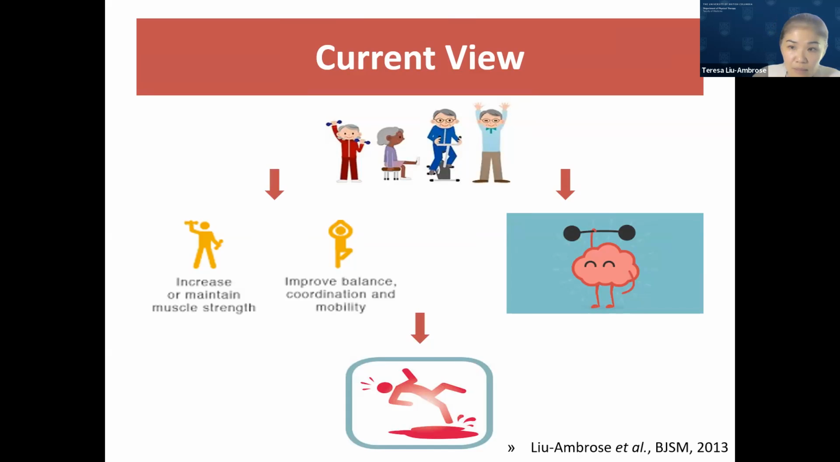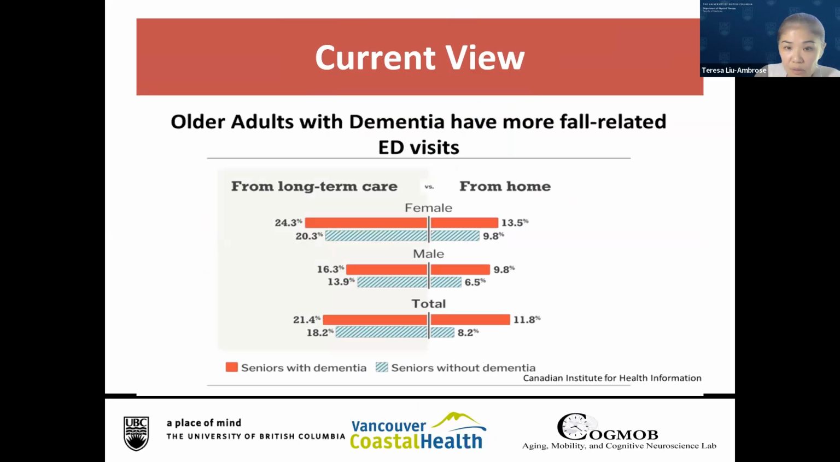And this expanded model may be highly relevant to older adults with some degree of cognitive impairment or dementia. When individuals have cognitive impairment and dementia, they are at increased risk for falls as compared to community dwelling older adults who do not have any degree of cognitive impairment. Here, data from the Canadian Institute for Health Information clearly show the higher risk for falls and serious falls for those individuals with dementia, whereby a greater proportion of these individuals visit the emergency department because of a fall, whether they live in long-term care or in their own homes.